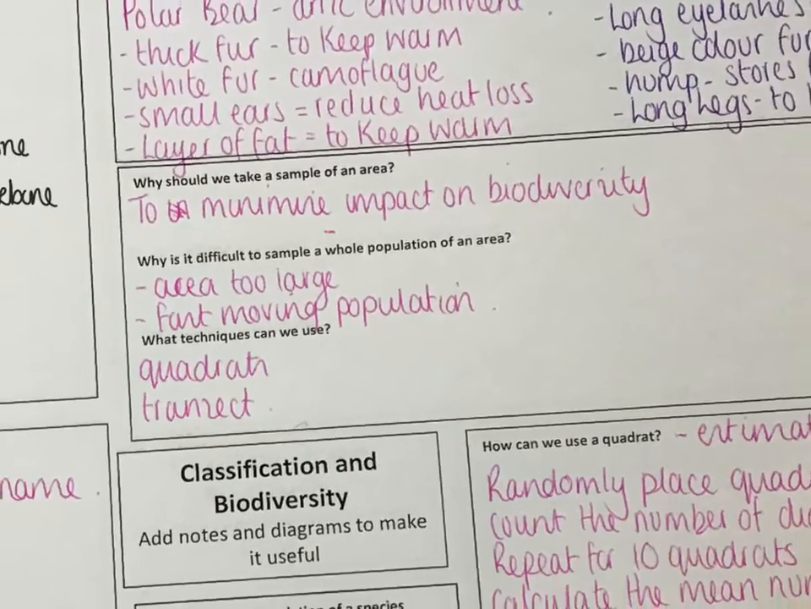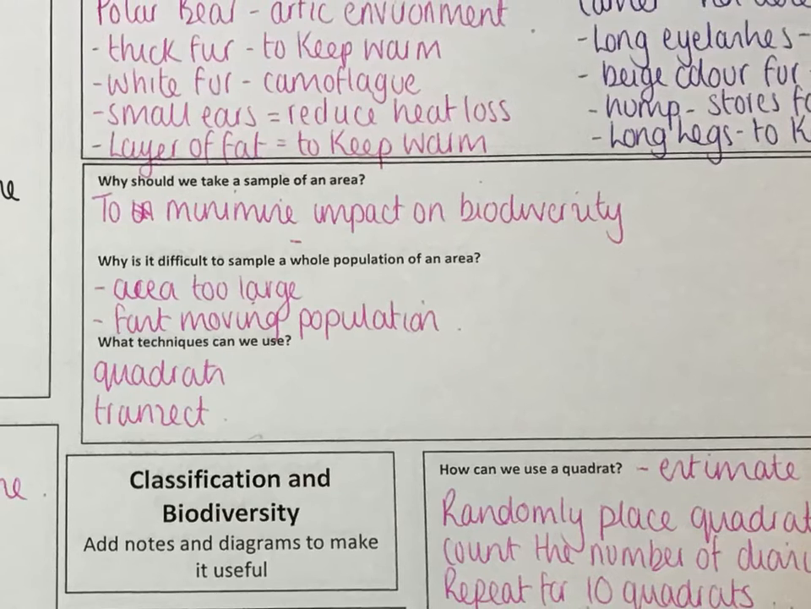Then we're going to look at why we should take a sample area if we're looking at the distribution of organisms. We do that to minimise impact on biodiversity. We don't want to cause any harm or any distress to any animals or any species. So we do it to minimise impact on biodiversity.